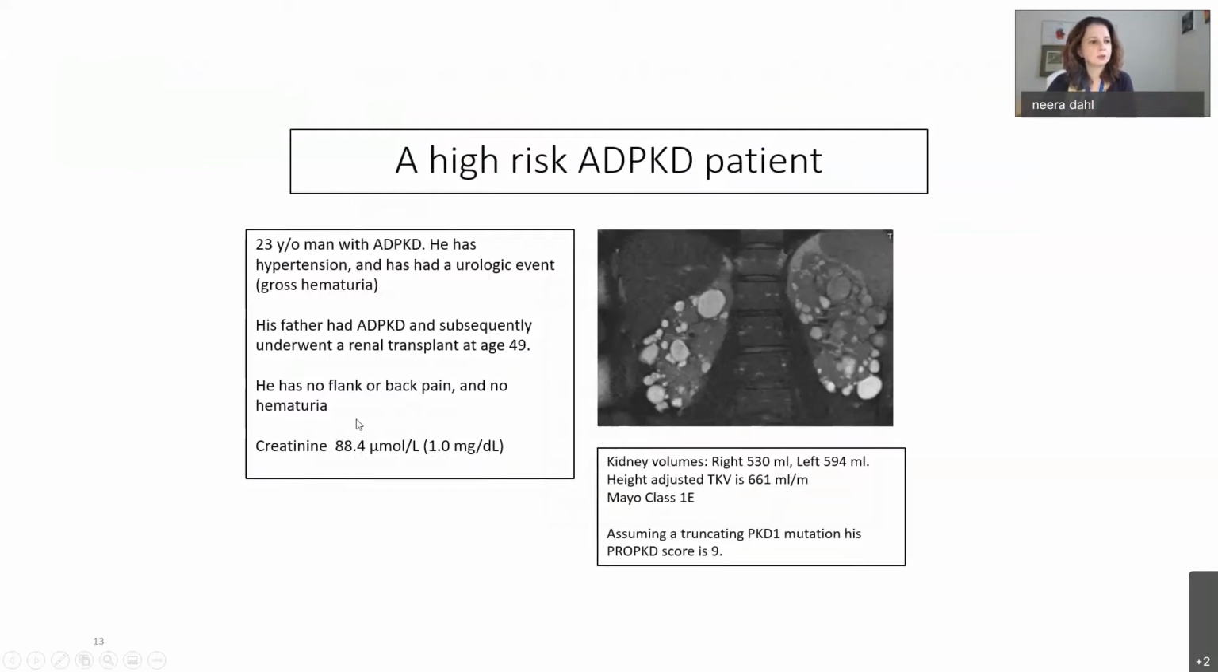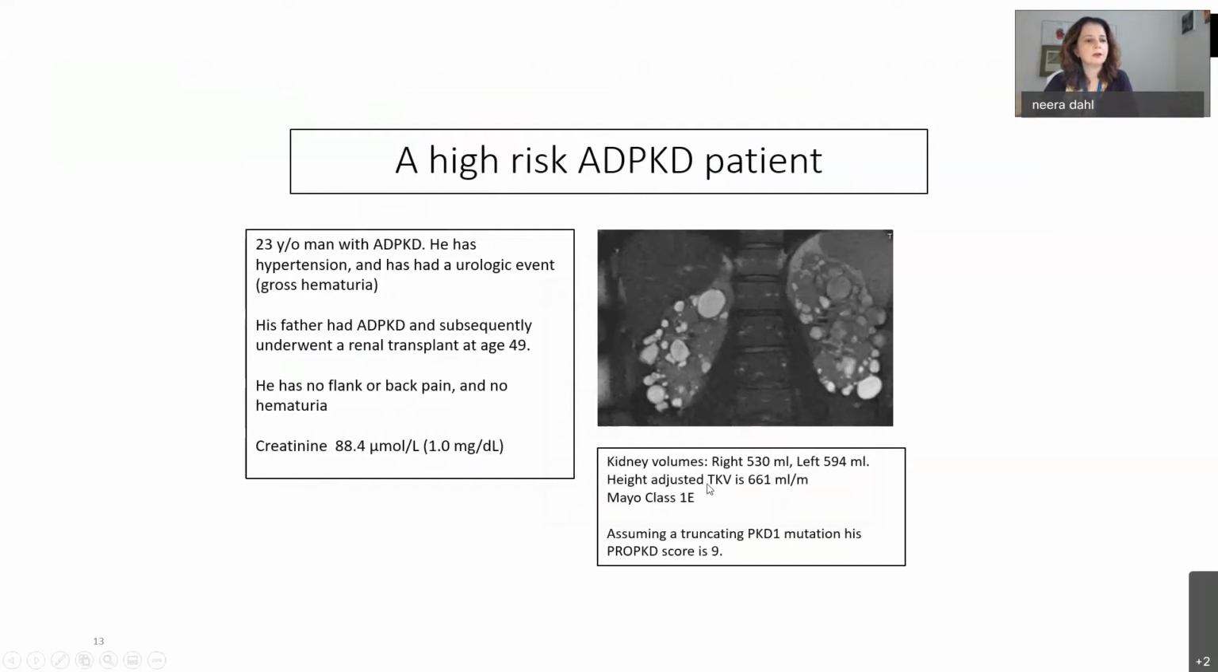The patient has normal renal function. He has hypertension that's well controlled on an angiotensin receptor blocker. And here what I'm showing you is a coronal T2 weighted image of his MRI. And you can see the kidneys nicely outlined here, and the cysts that are present are in the bright white.